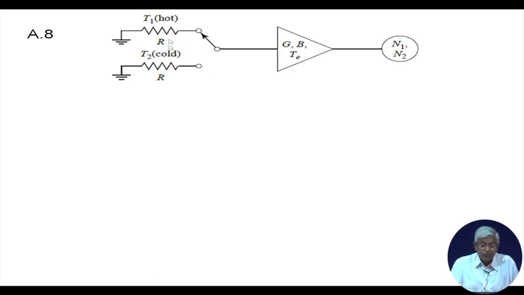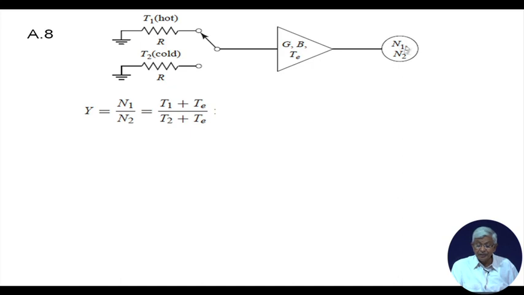There are hot and cold loads for this amplifier, which has a gain G, bandwidth B and equivalent noise temperature Te, and there is a power meter which measures. When this is connected to the load T1, power N1 is measured. When it is connected to the load T2, another power is measured, and from the ratio of these two powers you can find out Te, because these two temperatures are known and the power outputs are also known.